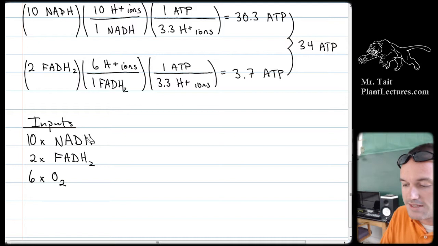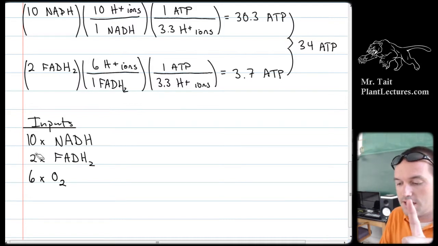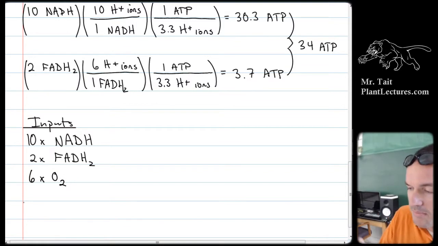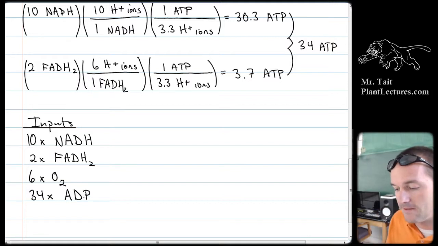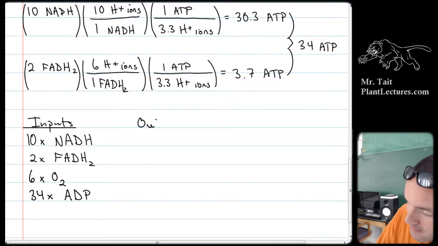Yeah, each NADH requires 1 oxygen to take the electrons at the end. Each FADH2 requires 1 oxygen, right? So that means that if we have 12 total molecules here, we're going to require 12 total oxygens, and that's 6 O2, right? Okay. The other thing that we probably need to include here, because we included it in the rest of the stuff, is we're going to need 34 of what? ADPs.